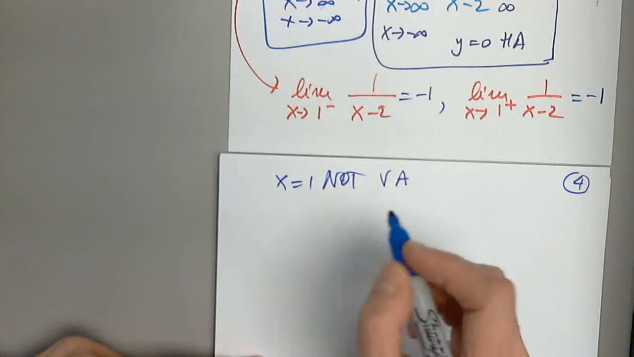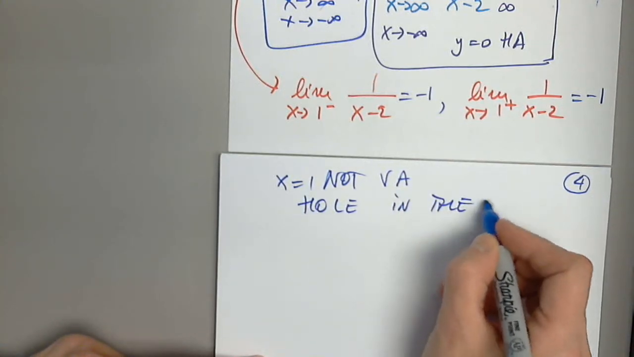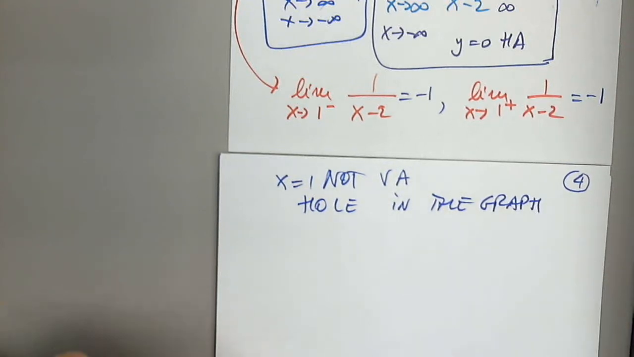Not a vertical asymptote, but a hole in the graph. Why is it a hole in the graph? Because we are graphing the original function, which is undefined at 1.